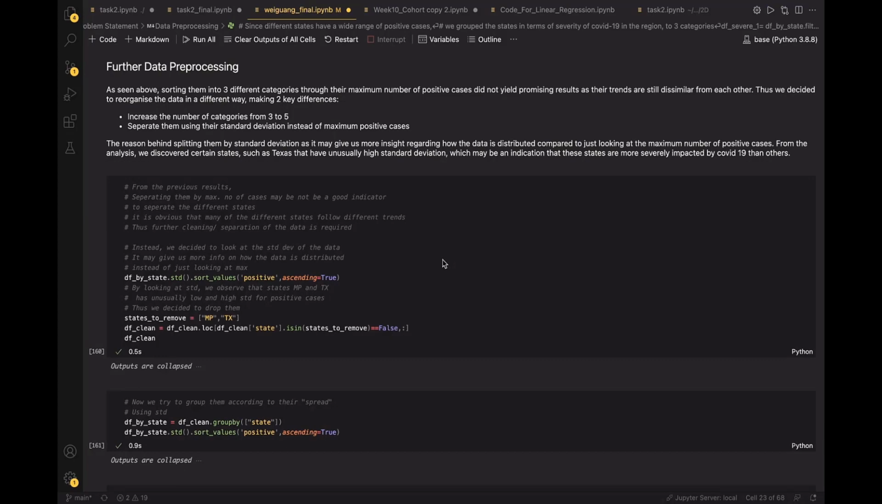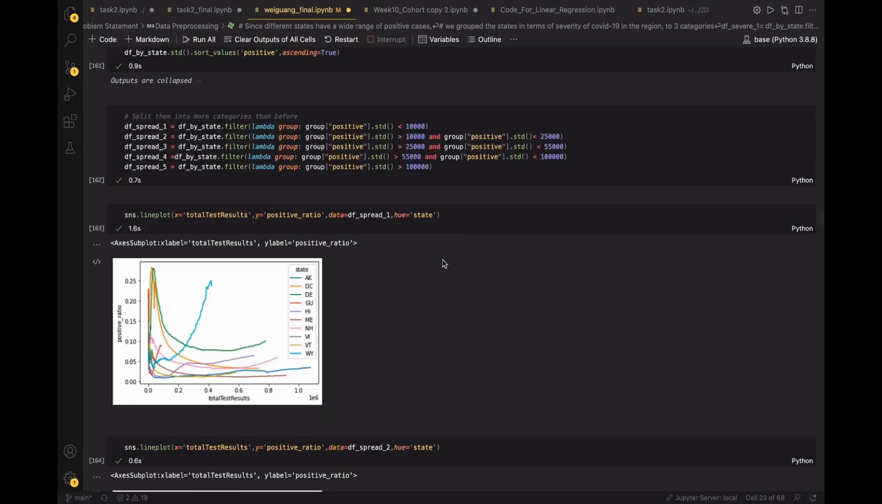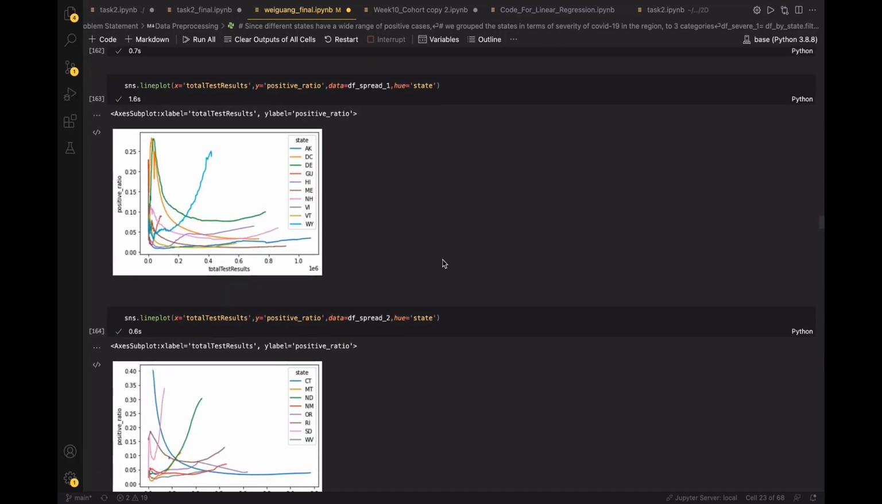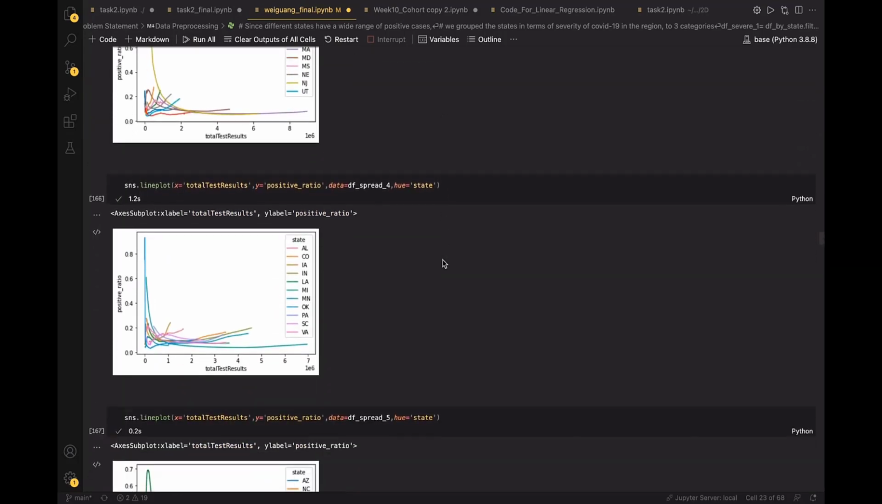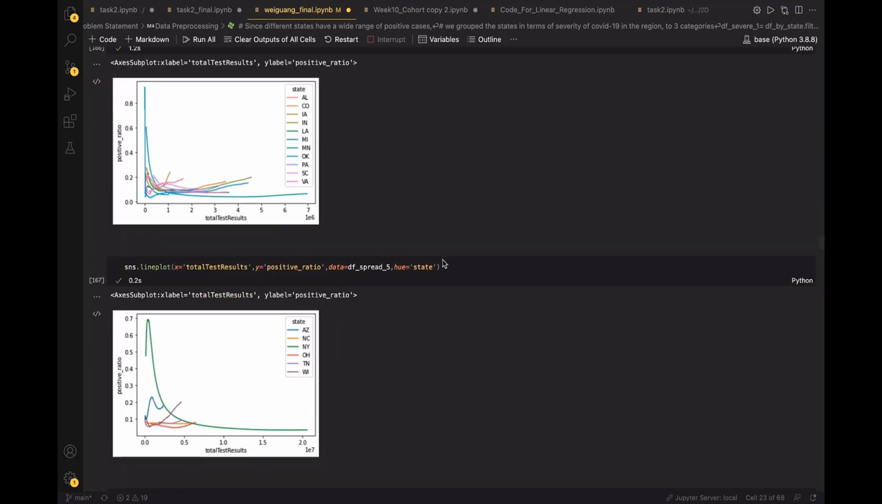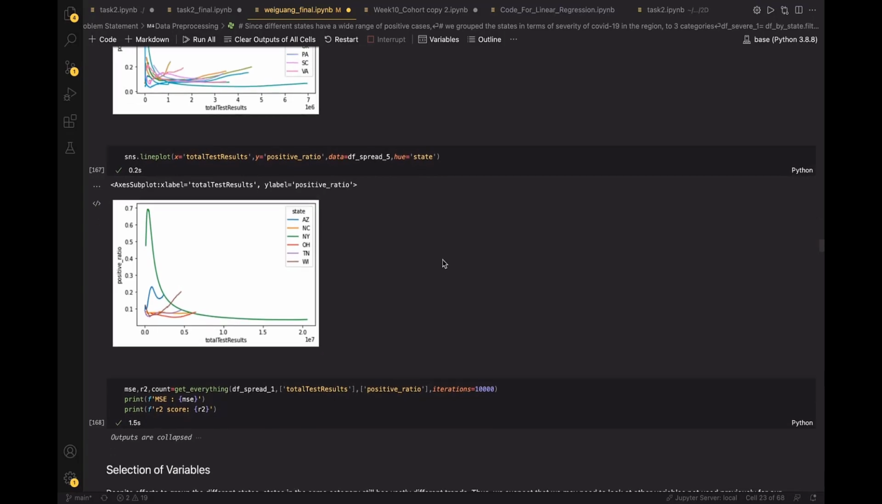Therefore, we decided to increase the number of categories that we initially had and to find a different way to separate the different states. In this case, we try to separate in terms of their standard deviation instead, as it may give us more information about how the data is being distributed across the different states. Here are some of our results for the different groups with different standard deviations. As you can see, these different states still have vastly different trends from one another, and the results we obtained are not ideal.